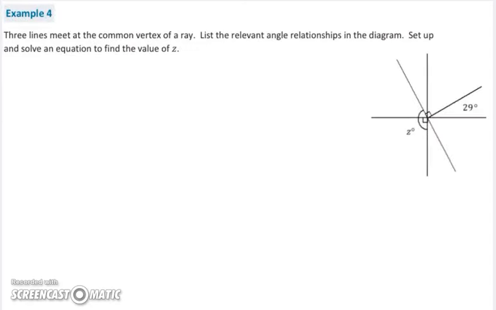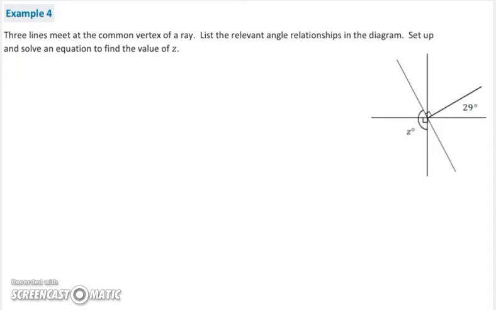Okay, so now we go to example 4. It says 3 lines meet at the common vertex of a ray. We're going to list relevant angle relationships as always, and then we want to find Z. Again, make sure you look at the diagram. Z is not only this 90-degree angle, it's also that little chunk right there. But don't tell me Z equals 90. Alright, so this is now one of those 2-steppers.